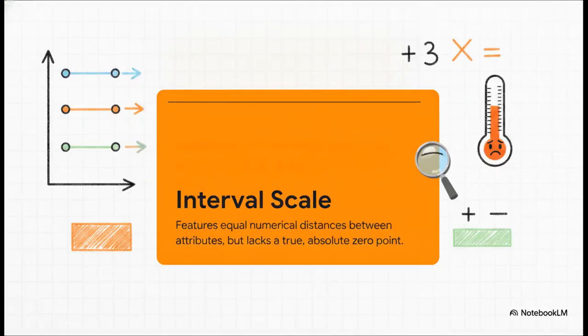Next up is the interval scale. This is where we finally get equal numerical distances. The difference between a performance rating of 8.2 and 9.2 is the exact same distance as the difference between 9.2 and 10.2. Measuring temperature is a classic example of this.